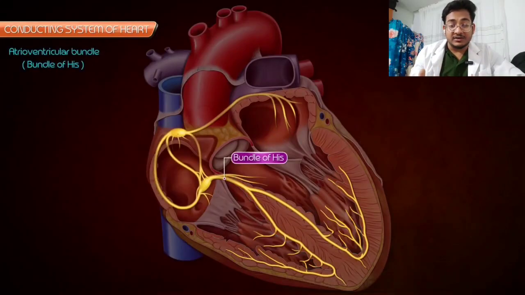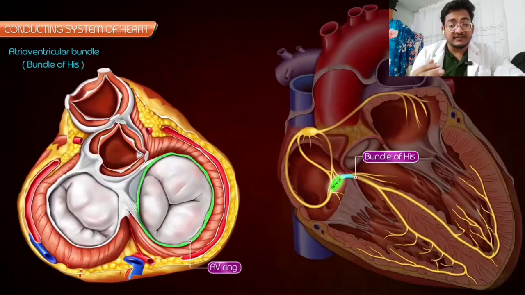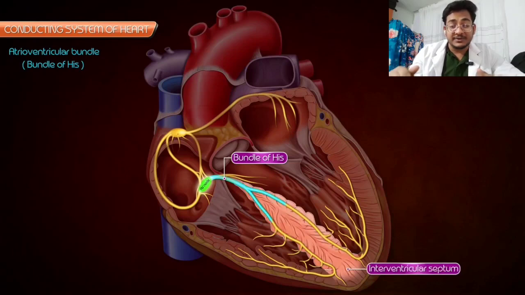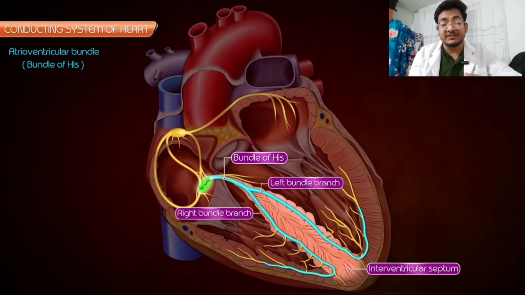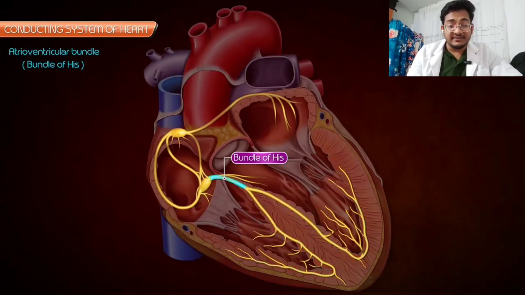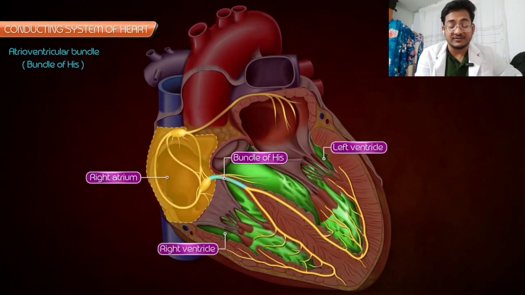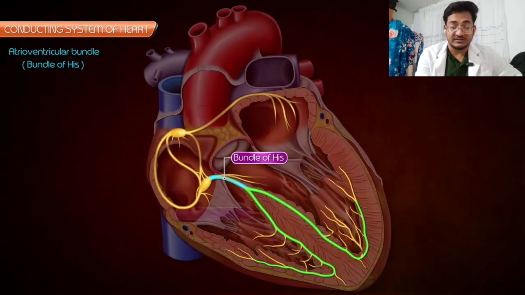Atrioventricular bundle of His begins from the AV node and crosses the AV ring and runs along the inferior part of the membranous part of the interventricular septum, where it divides into the left and the right branches. Since the cardiac skeleton, which is the fibrous framework of the heart, separates muscles of the atria from the muscles of the ventricles, the bundle of His is the only means of conducting impulses from the atria to the ventricles.